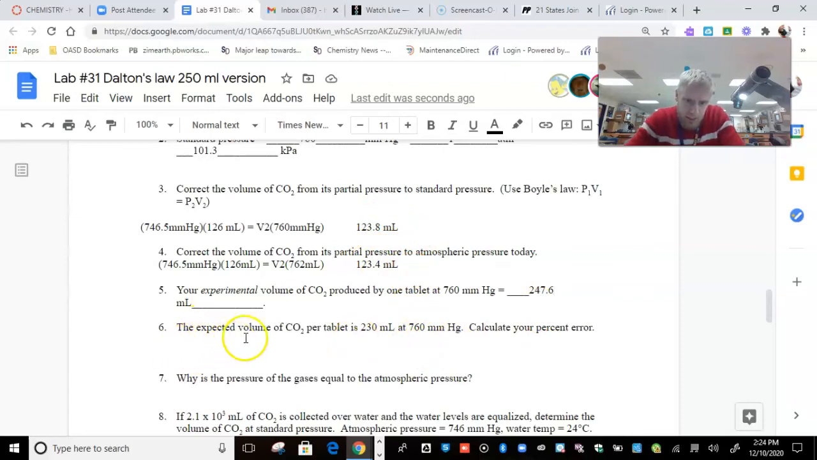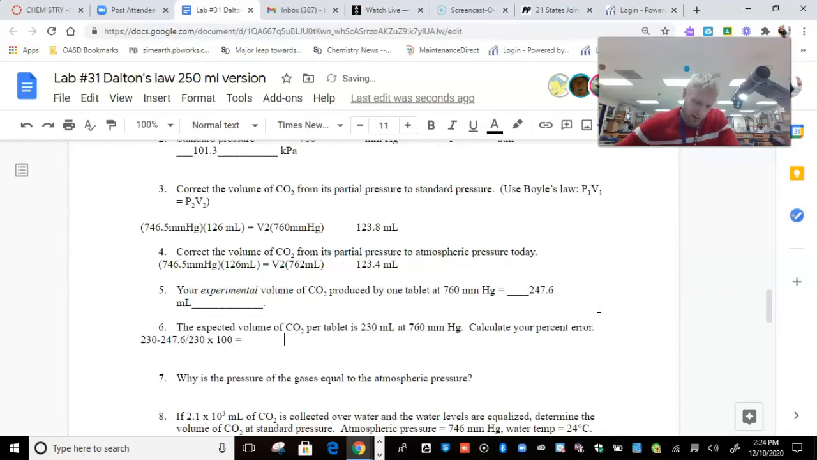All right, the expected volume. Calculate your percent error. That's accepted minus experiment divided by accepted times 100. What is our accepted? Our accepted is 230 milliliters, minus experiment, which was 247.6, that's 47.6, and then we're going to divide it by 230, and times the whole thing by 100 to put it in terms of percent.